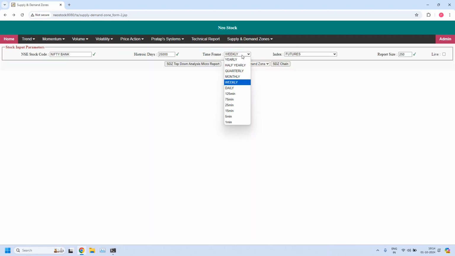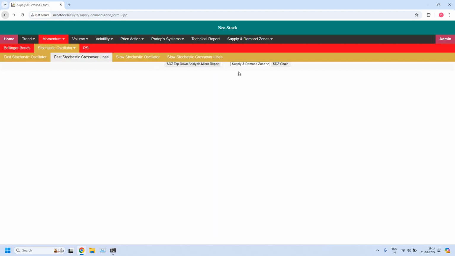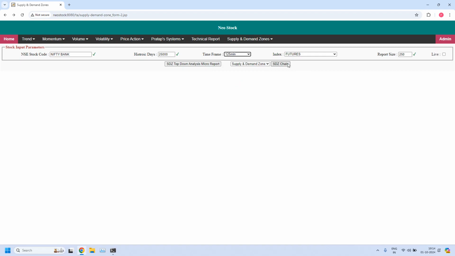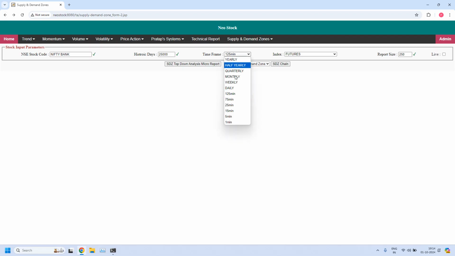Next time frame is daily, generating daily supply demand zone chain for Bank Nifty. And the next time frame is 125 minutes, generating 125 minute supply demand zone chain for Bank Nifty. The next time frame is 75 minutes. I am generating 75 minute supply demand zone chain for Bank Nifty.